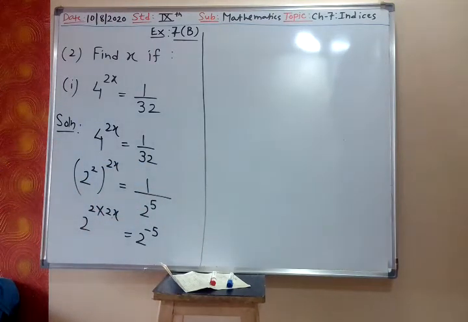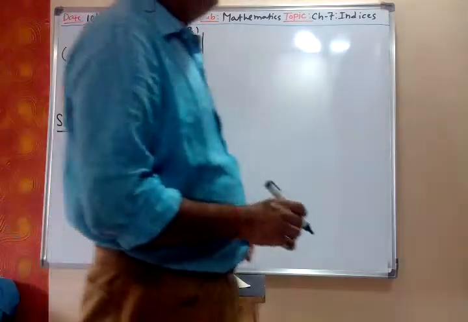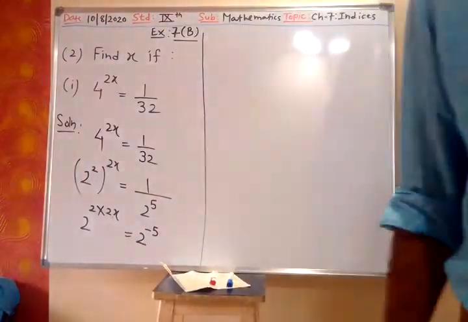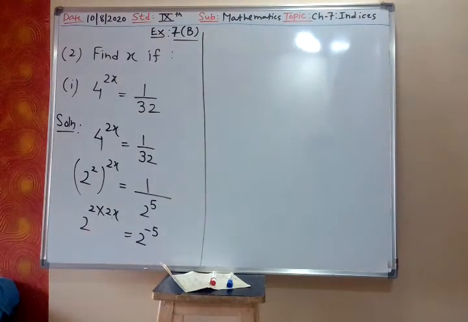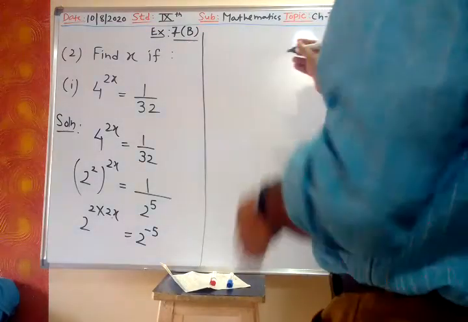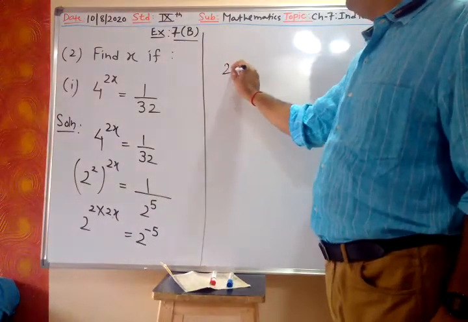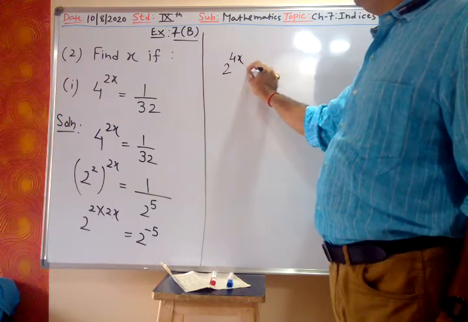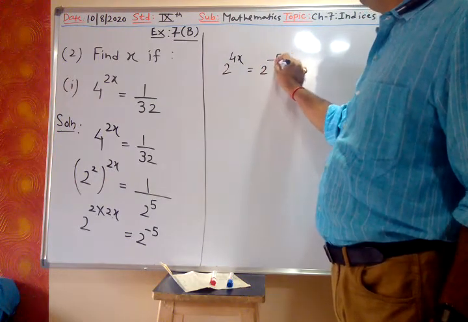Then 2 raised to 2 into 2x, what is 2 into 2x? 2 raised to 4x. So 2 raised to 4x is equal to 2 raised to minus 5.